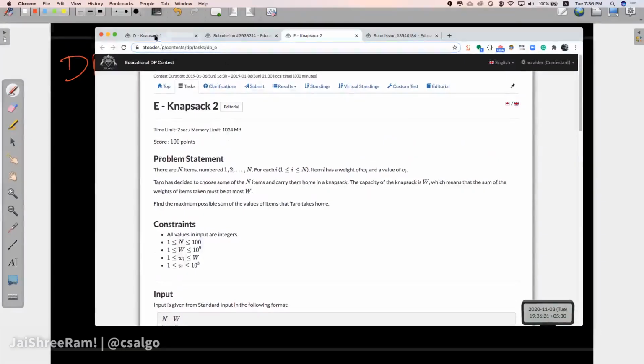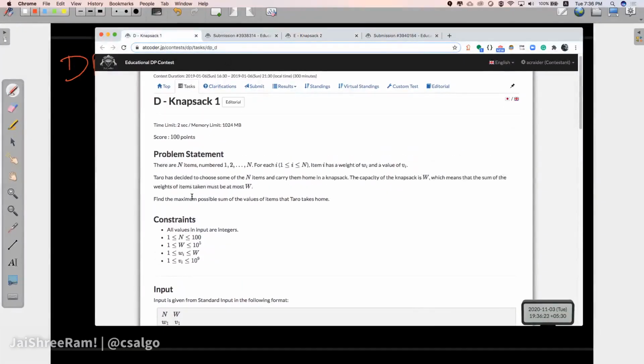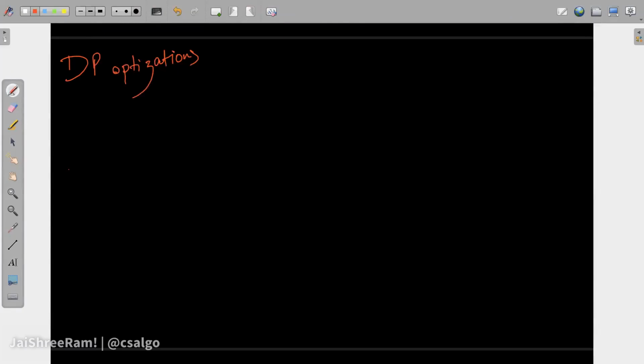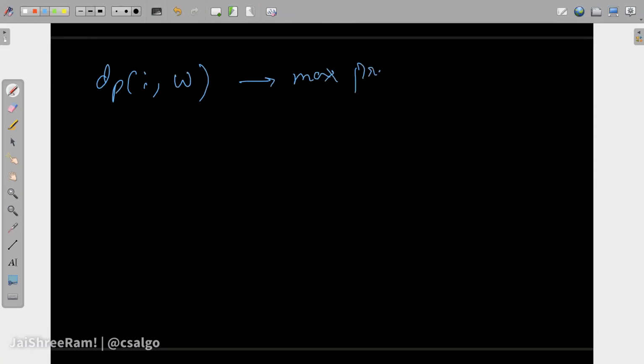Okay, so first, let's come to this particular problem. In this one, you know that you have a recursion like DP of i comma what is the weight, and this is the maximum profit you can make with this particular configuration: you have decided for the first i items, the rest of the next items are left to decide, and you have already taken a weight of exactly w. So what is the maximum profit you can create?